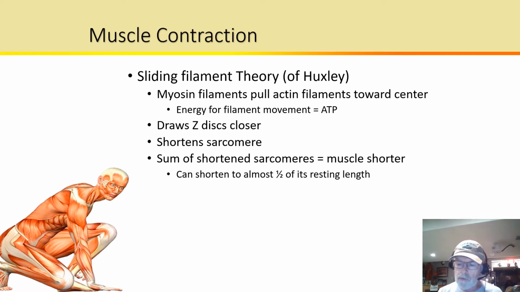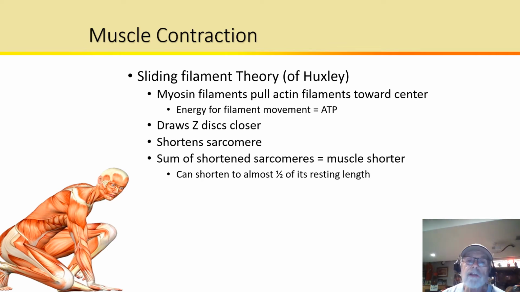Those Z discs, where the actin is attached on both ends of the sarcomere, get closer, so it shortens the sarcomere, and the sum of the shortened sarcomeres means that the muscle is shorter. Now, the firing of one sarcomere doesn't make a whole lot of difference, but this happens in many sarcomeres, and that results in a shortening of the muscle.